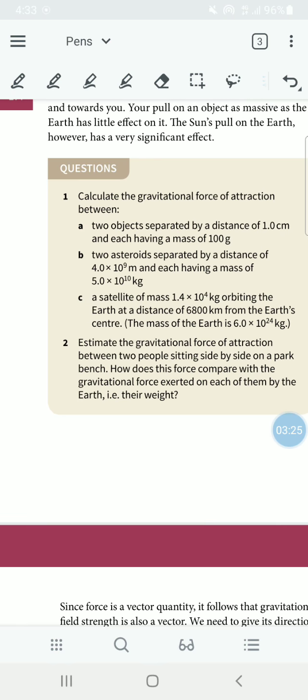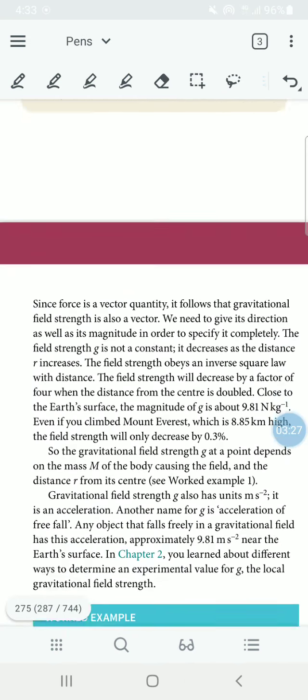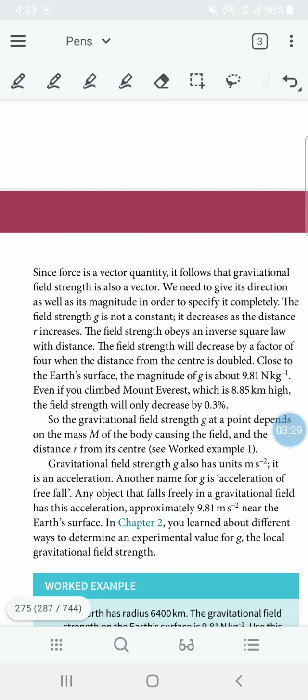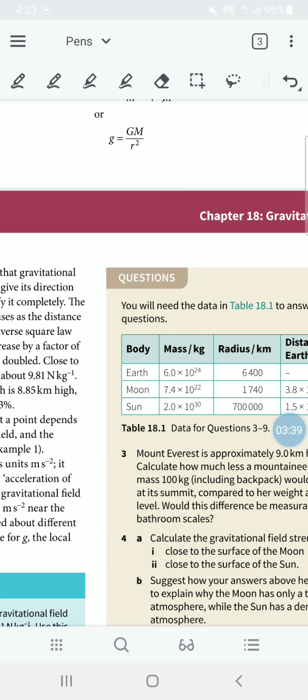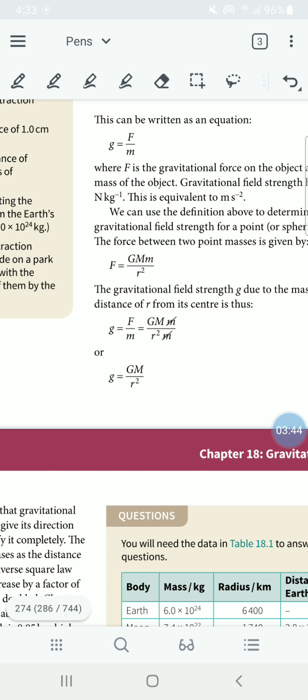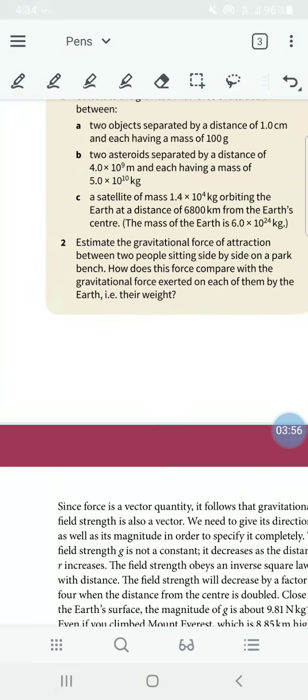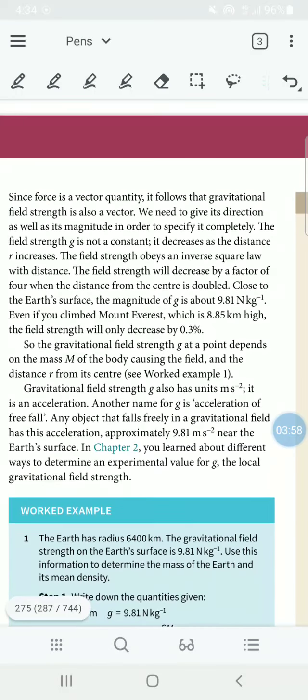So now we learned what gravitational field strength is, and we know that it is equal to gravitational acceleration. And we know now the equation for simple g is capital G into M divided by r squared. So capital G is the gravitational constant, multiplied by the mass of the object, divided by the separation squared. Let's see how this is going to be used.